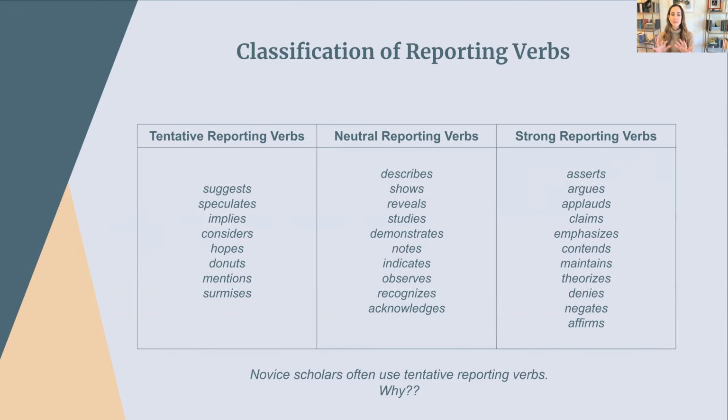And within a piece of writing by an expert scholar, you'll see all 3 of these because there are usually instances where you would use a tentative verb in one sentence and then a neutral reporting verb in the next, just depending on the source.